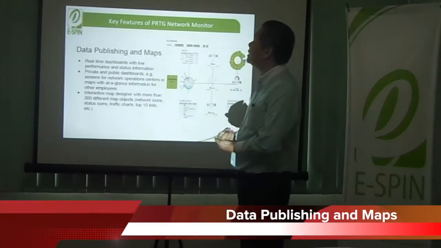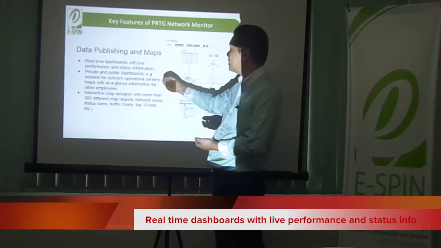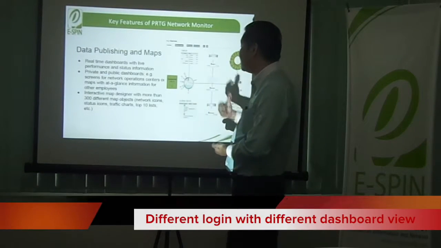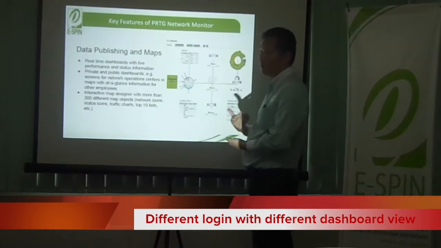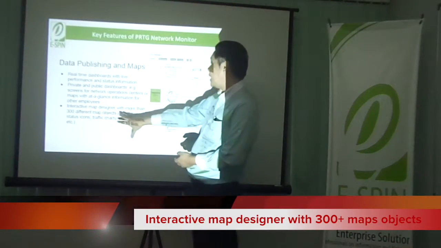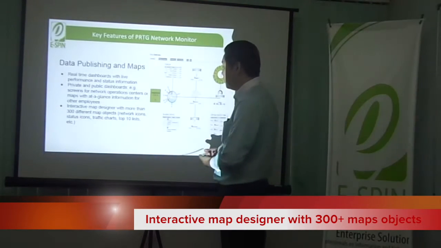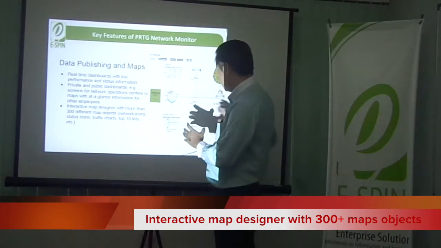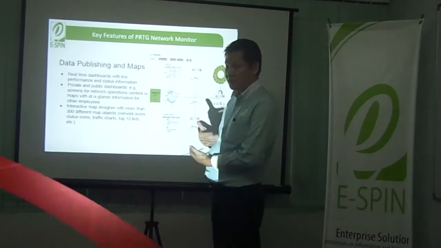Key features: data publishing and maps. Real-time dashboards with live performance and status information, private and public dashboards, a sample screen for the network operations center, and maps with advanced information compared with other scenarios. Well, we got it from there. The interactive map designer has more than 300 map objects, including network icons, status icons, traffic charts, and top 10 lists, to create the dashboard that you want to show in the way you want it to be.